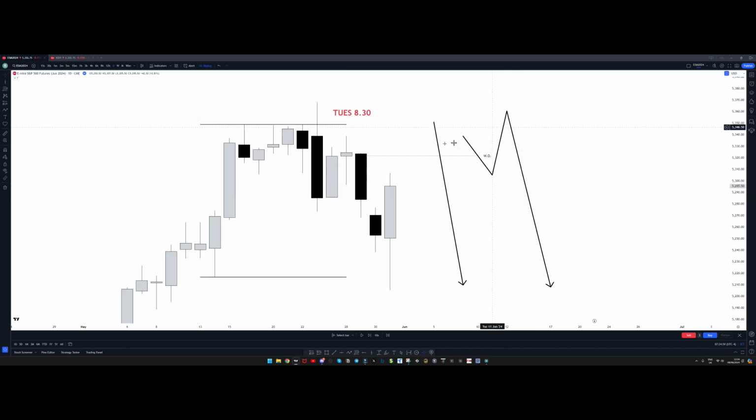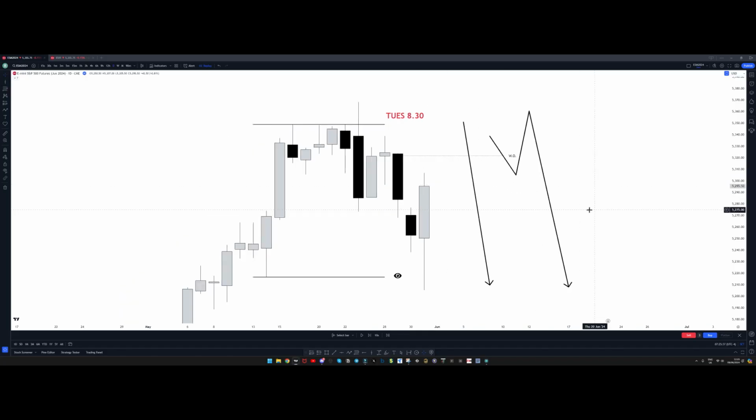This boils down to even your entries, like on the unicorn model. You wait for a pullback into a fair value gap and then you take it long. It's no different. I want to go short. I already know that this is the target right here. I don't want to get in going short. I want to get in going against the trend. I want to go in when price is going long. What day is it going to go long? The day it manipulates. What day is it going to manipulate? It's going to manipulate on Tuesday at 8:30 or just after.